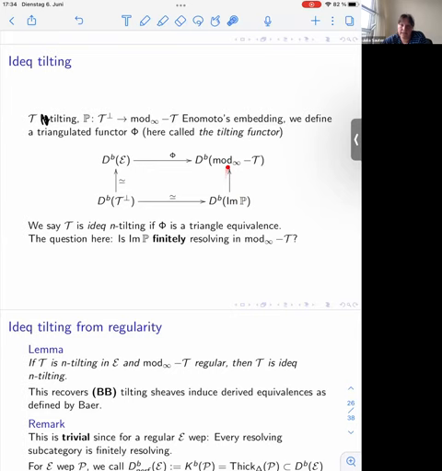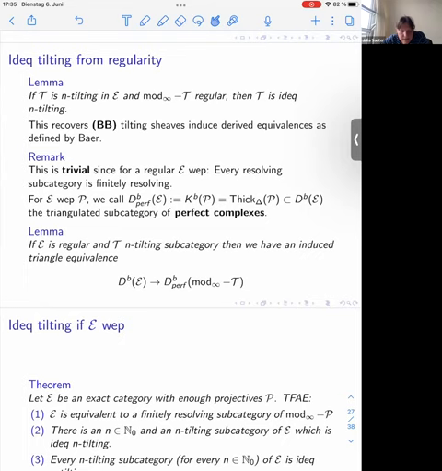And so phi is always a fully faithful functor, it exists for all tilting subcategories, or even n-tilting, it just always exists. And the question is if it's a derived equivalence. And for that, we need to answer if this image of P here is finitely resolving. And then there are some situations where this is trivial. If you have some regularity assumptions, then you get this for free.